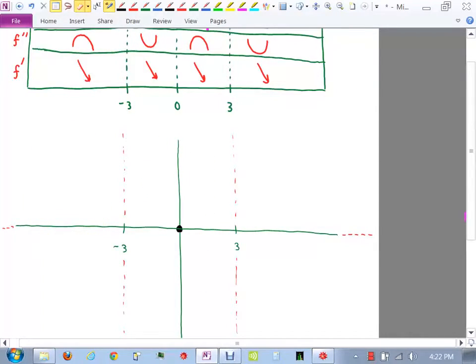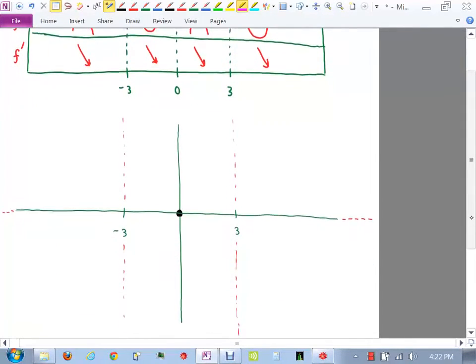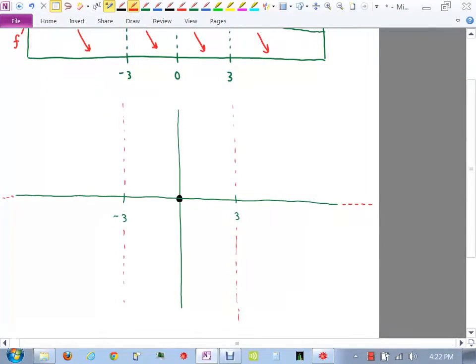So what I'm going to do, I'm just going to leave those colors up there. I'm just going to pick a point, any point I want over here, any point I want in here, any point I want here, any point I want here, and I'm going to plug those points into the original function. So let's try negative 4. Is that a good one? Put negative 4 into the original function. What do you get?